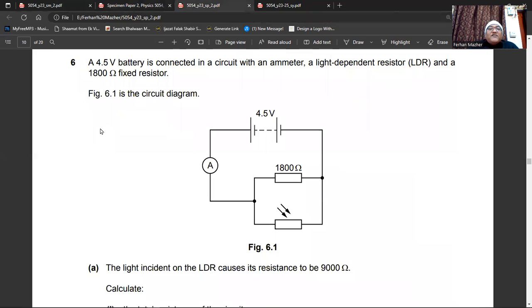He says, a 4.5 volt battery is connected in a circuit with an ammeter, a light dependent resistor, and a 1800 ohm fixed resistor. Figure 6.1 is the circuit diagram. The light incident on the LDR causes its resistance to be 9,000 ohm. So this is the fixed resistor. This is the LDR. Its resistance right now is 9,000 ohm.